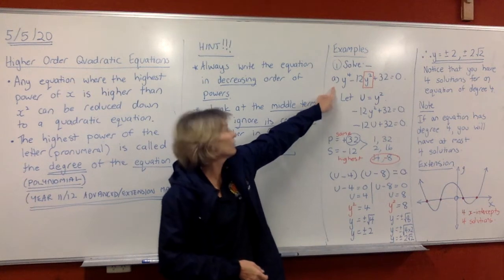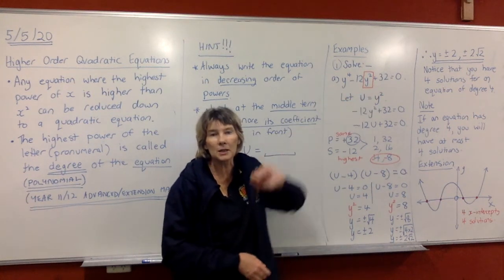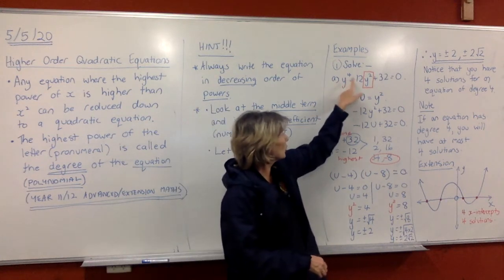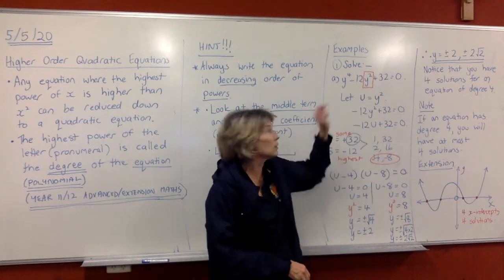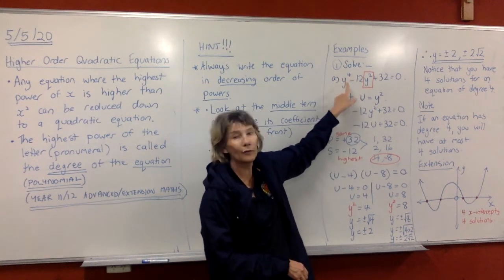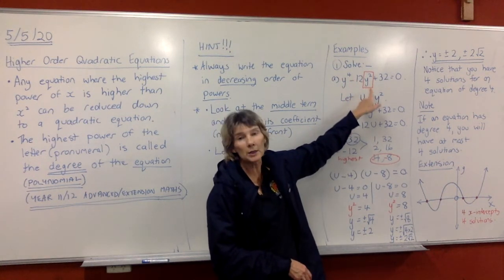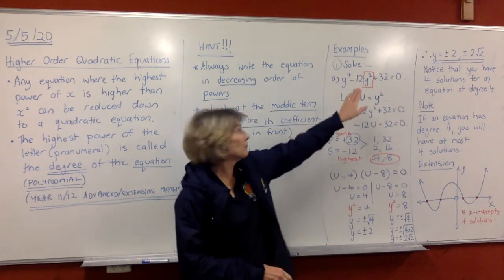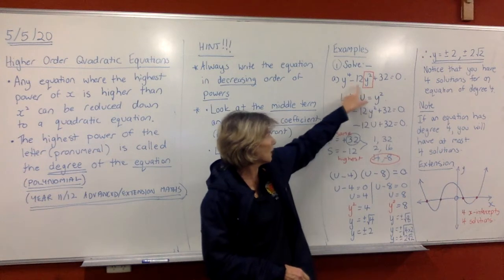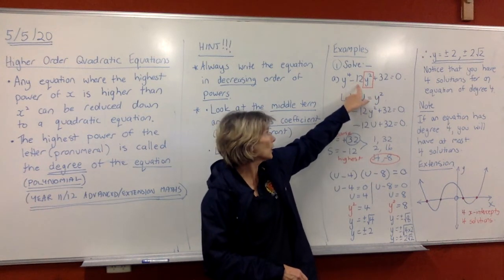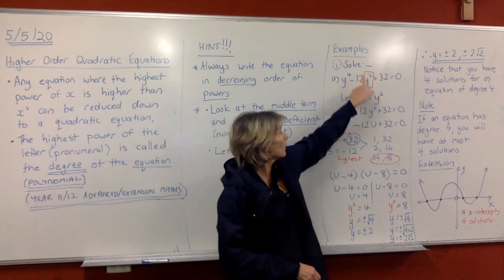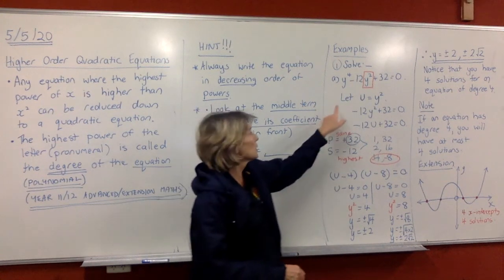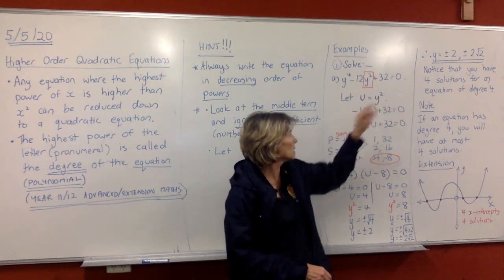We've got y to the power of 4 minus 12y squared plus 32 equals 0. I told you to make sure that it's in decreasing order of powers, and this one already is because we've got y to the 4 first, then we jump down to y squared and no y's at all. Now we're looking at the middle term out of the 3 terms. That's minus 12y squared. Ignore the coefficient of minus 12, and we're just looking at this bit. So that's what we're going to let u equal. So let u equal y squared.